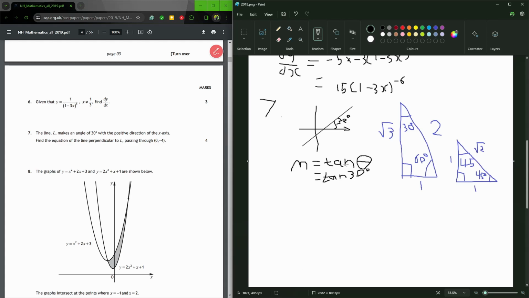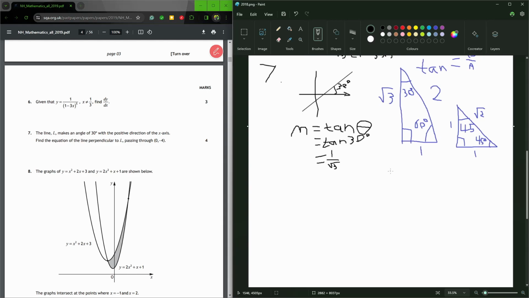You'll know that tan equals, I'm going to write it up here in fact, tan equals opposite over adjacent. And we're working out 30 degrees. So opposite, that'll be 1, so I'll go and write that down. And then adjacent, that'll be that. So it'll be 1 over root 3.